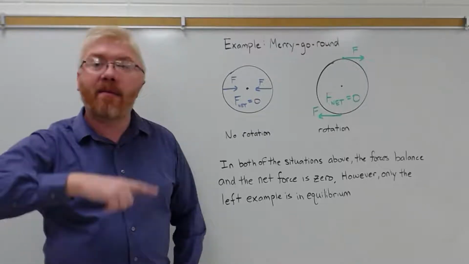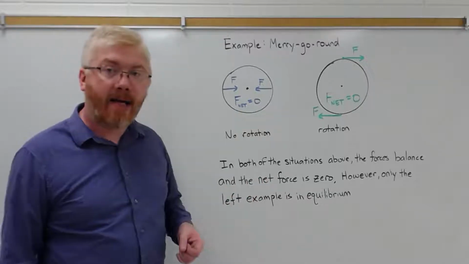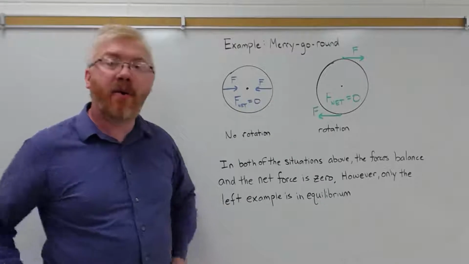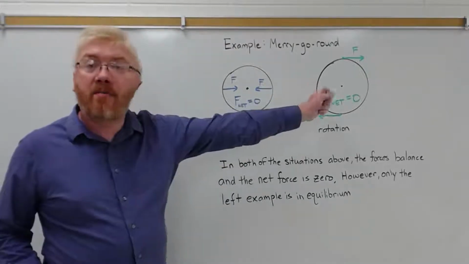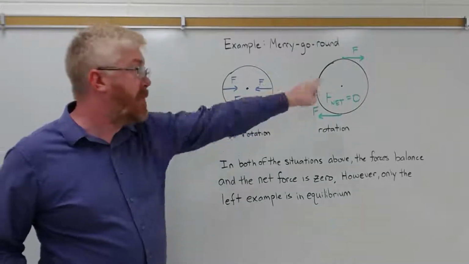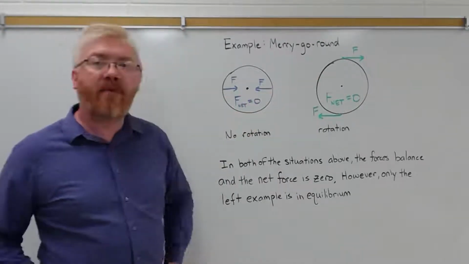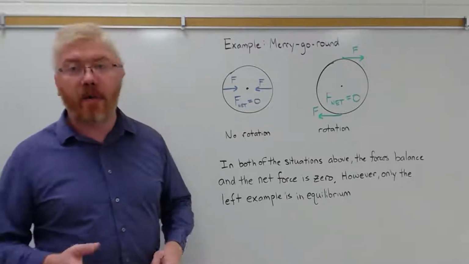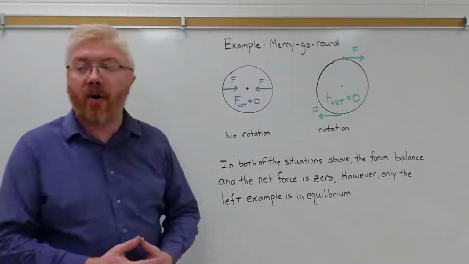And a rotating merry-go-round is not one in static equilibrium. So the fact that the net forces are 0 in both cases, and one of these cases causes the merry-go-round to move, or rotate at least, and this one doesn't, means that just having the net force equal to 0 is not a sufficient criteria for equilibrium. We have to talk about what's going on over here on the merry-go-round on the right.